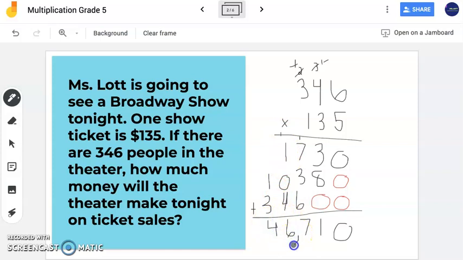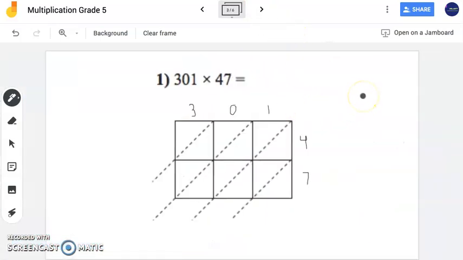So this is telling me that the theater makes $46,710 in one night for that Broadway show. That is a lot of money that theater makes, but a Broadway show does cost a lot of money to put on the production. Now, in this problem here, it says 301 times 47.